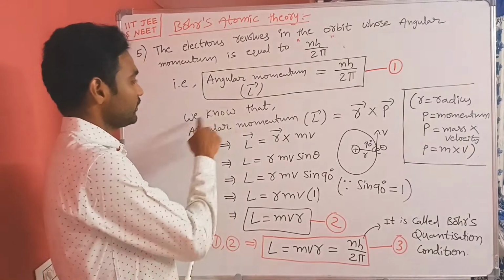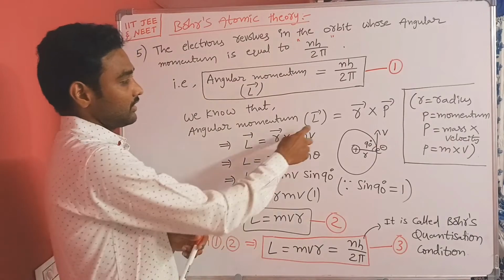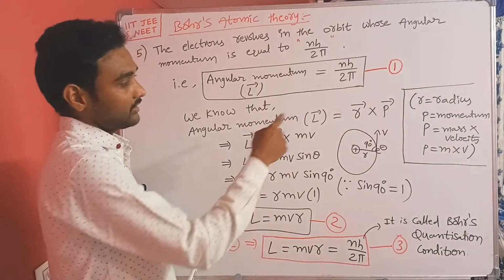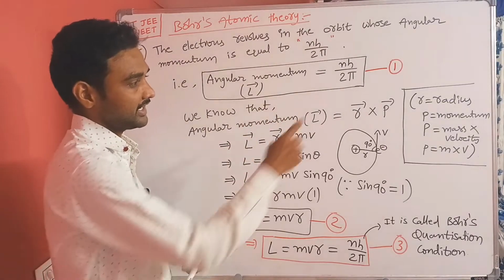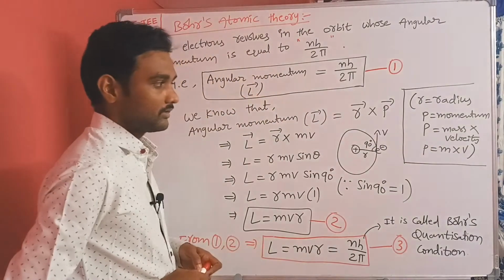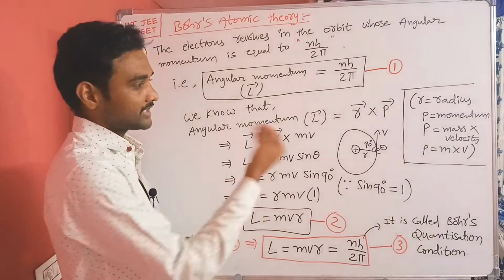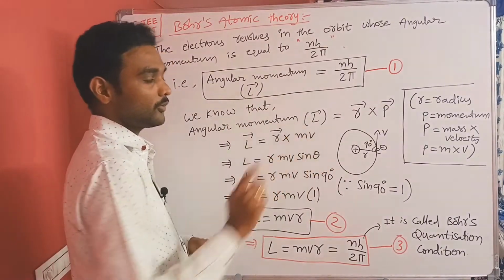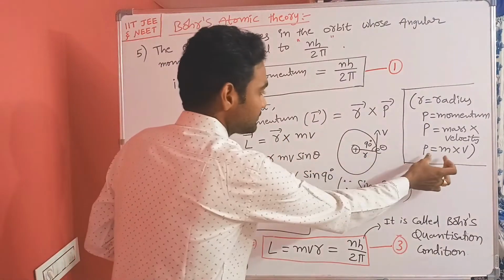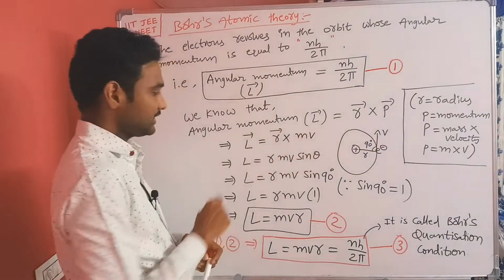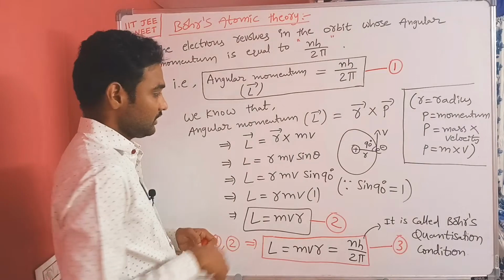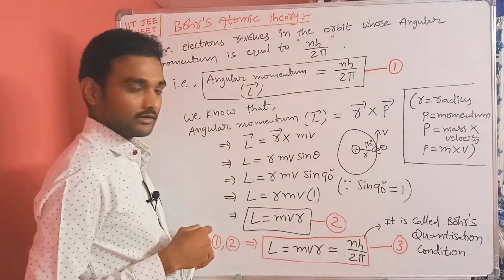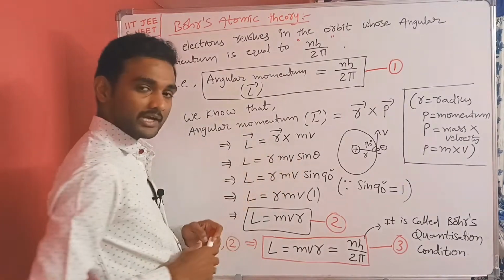Now we know that angular momentum is equal to r cross p. Here r is the radius and p is the momentum. Momentum we know very well is mass into velocity, so p is equal to mv. Substituting this here, L is equal to r cross mv. If you remove the cross, then we will get sin theta.